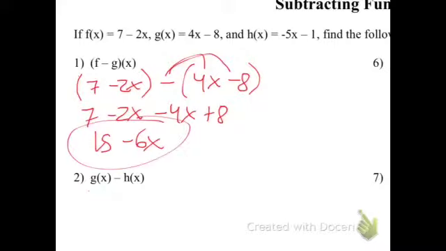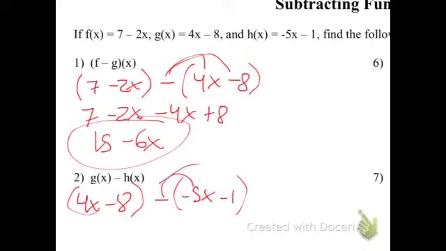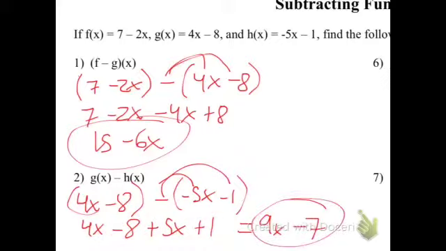We got to do g of x minus h of x. 4x minus 8, that's g of x. And then subtract h of x, which is negative 5x minus 1. Distribute your negative, so you can get rid of all these parentheses. You're going to get plus 5x and plus 1, because the negative got distributed. Negative times negative is positive. Combine like terms. The 4x and 5x are going to give you 9x. And then negative 8 plus 1 is going to give you negative 7, or subtract 7 on the end.